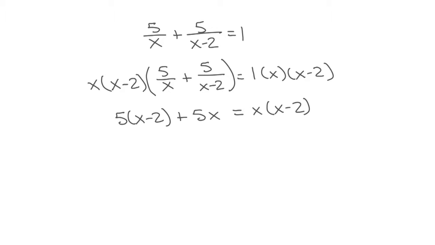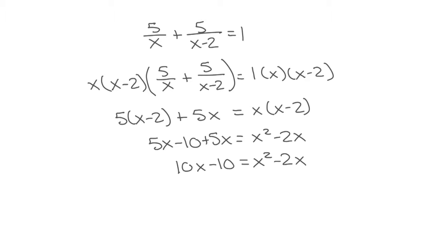Simplifying, we again use the distributive property. We have 5x minus 10 plus 5x is equal to x squared minus 2x. Combining like terms on the left side, we have 10x minus 10 is equal to x squared minus 2x. Writing the equation in standard form by subtracting 10x and adding 10 to both sides, and then switching the sides of the equation, we have x squared minus 12x plus 10 is equal to 0.